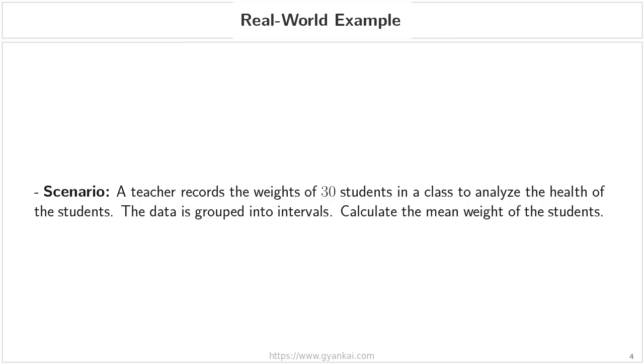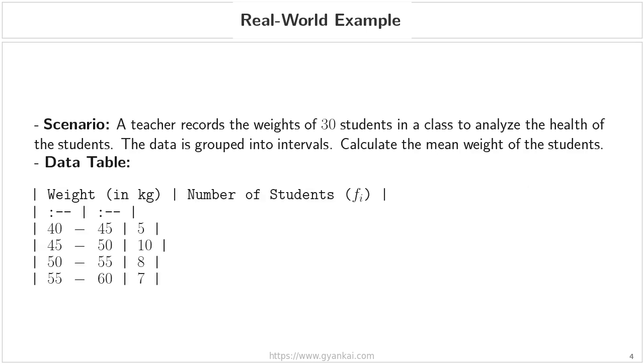Real-world example. Now that we understand the theory and the formula behind the direct method, let's put it into practice with a real-world scenario. Imagine a teacher is recording the weights of 30 students in a class to analyze their overall health. Instead of looking at each individual weight, the data has been organized into grouped intervals. Our goal here is to calculate the mean weight of these students using the steps we just discussed.